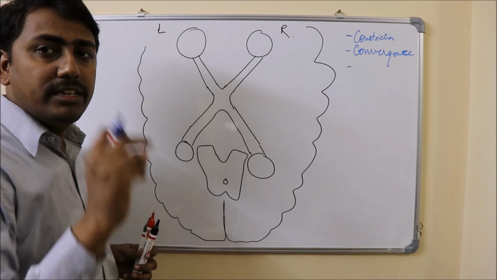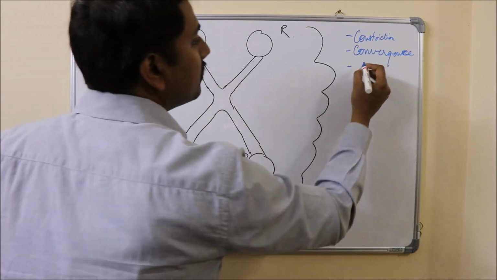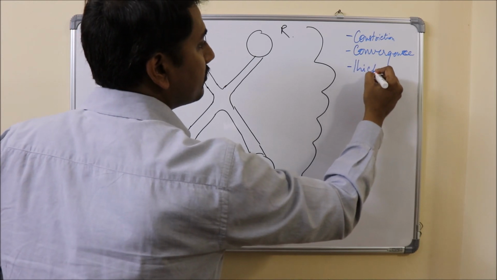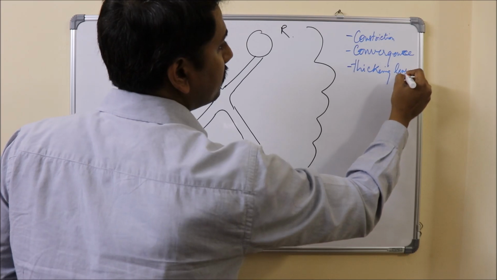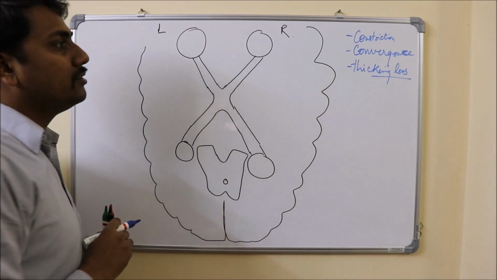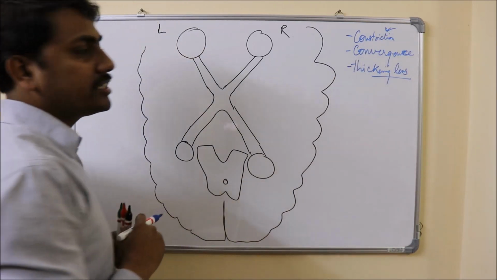And the third is the thickening of the lens to decrease the focal length. The constriction is brought about by the constrictor pupillae muscle.